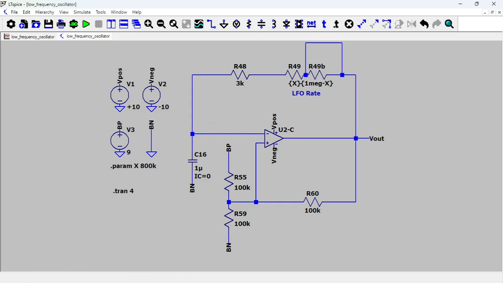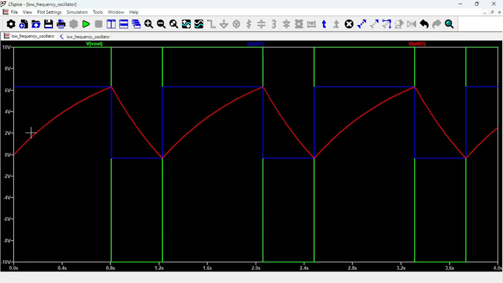Let's assume that at the beginning of times, the capacitor is discharged, and let's assume that V out is high, so it's going to be plus 10 volts. So you have plus 10 volts here. For sure the current is going to go this way, and it's going to charge that capacitor, C16, from 0 towards V out. This is the charging of the capacitor, the red one. This part, so it's going up.